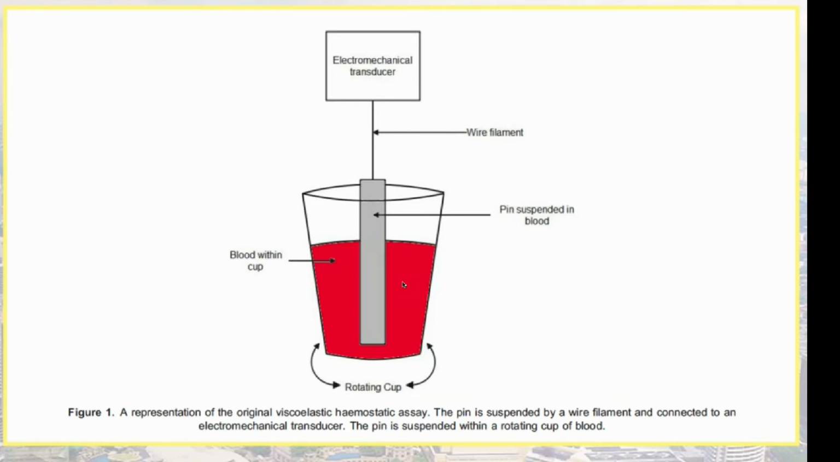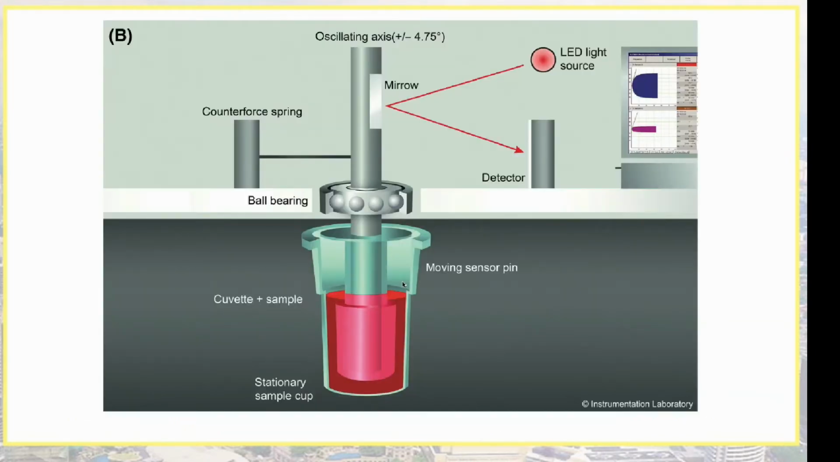You just imagine there's a cup of blood with a pin inside the cup. The pin will stay inside the cup and won't move. Either the pin will be rotated or the cup will be rotated. So the pin will just stay until the clot is initiated. When the clot is initiated, the viscosity of the blood is higher, then the pin will start to move a bit. So what happens after the pin moves? There's a detector that senses the movement and translates it into the amplitude of the movement.